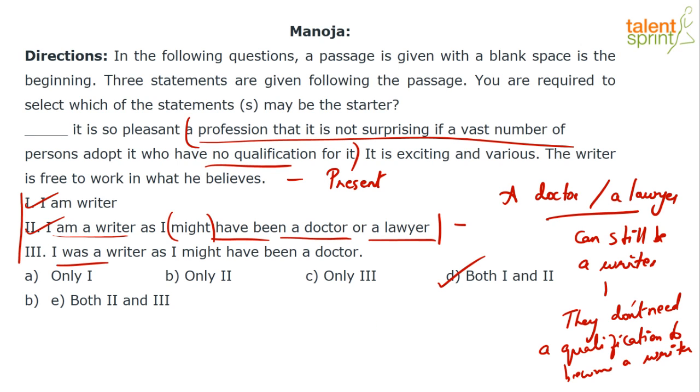Fine. So the context here is telling us about a profession that it is not surprising if a vast number of persons adopt it who have no qualification for it. So the second sentence can go. Are you following now? Even if I am a doctor or a lawyer, I can still be a writer. That is what the second sentence is saying. And the succeeding phrase is complementing that. That's why option 2 also is logical.